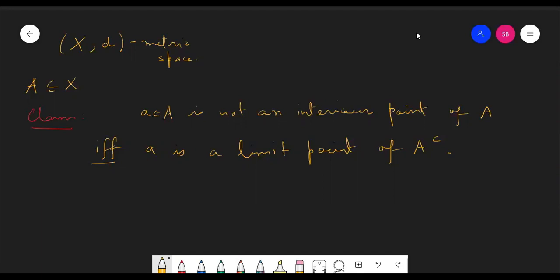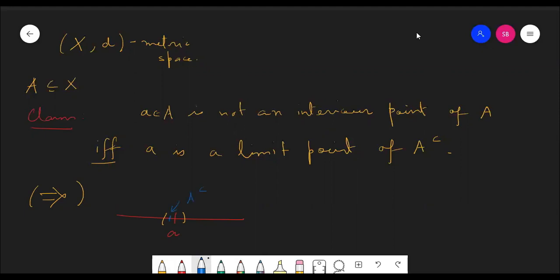Okay. So for this direction, A is not an interior point of A, right? So that means that if here there is A, if A is an interior point, then you should get a neighborhood around A which is completely contained in A, right? But we don't have that. That is, if we take a neighborhood around A, this neighborhood can't be contained completely in A. That means there should be a point inside the neighborhood which is in A complement.